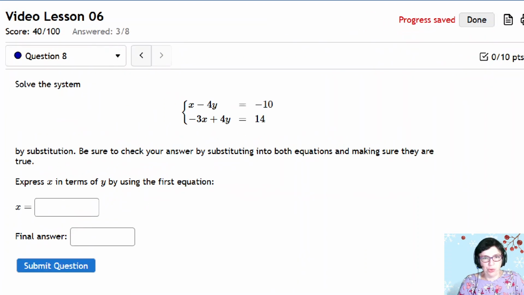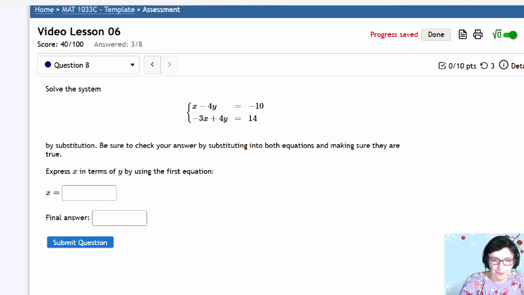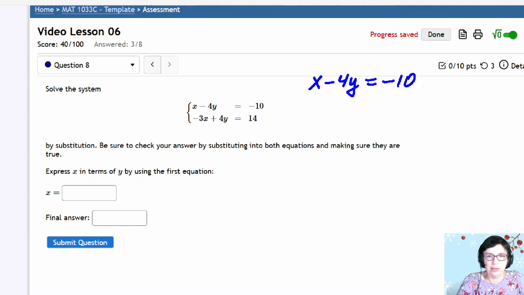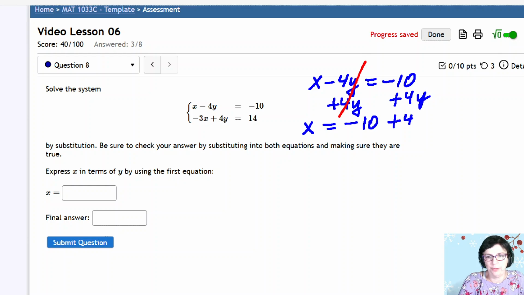Let's start with solving the first equation for x. Let me rewrite it. x minus 4y equals negative 10. Let us solve this for x. We need to isolate it. We need to have x by itself, okay? It doesn't want anybody else there. To do that, we will add 4y to both sides. That will cancel it on the left-hand side and move the 4y term to the right-hand side. And that will give us the connection between x and y, negative 10 plus 4y.